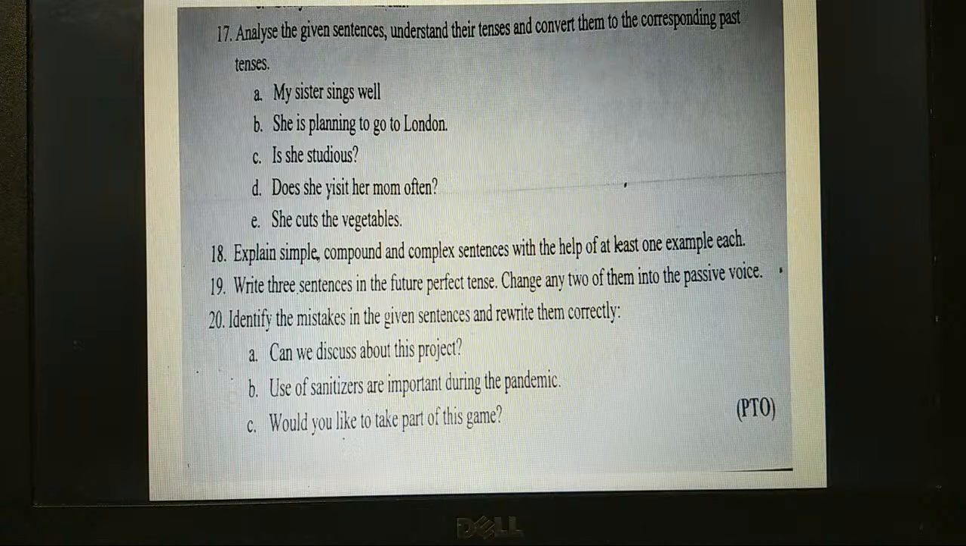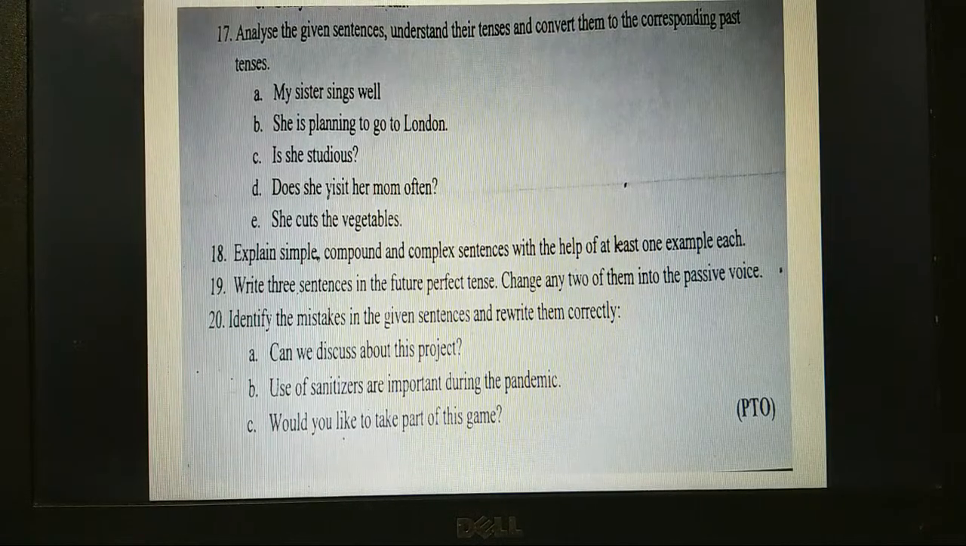Now the second sentence, future perfect tense, active voice. The students will have completed the project. We are just changing the voice, active voice to passive voice. The project will have been completed by the students. One more, Gidu will have written a poem. Active voice. A poem will have been written by Gidu.